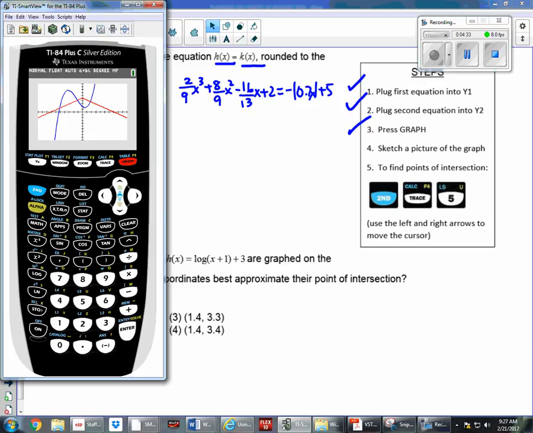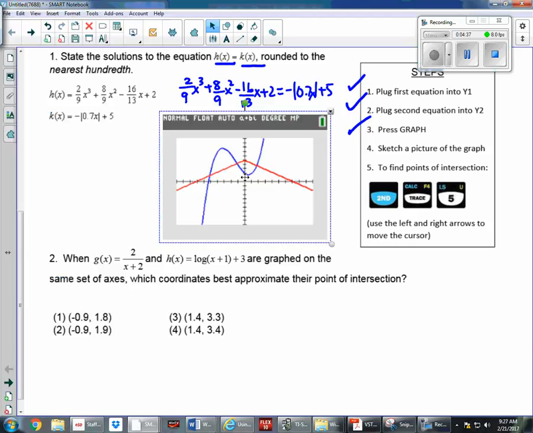So step 4 says to sketch a picture of the graph. I'm lucky where I can just drag this over. You guys should sketch a little picture right now and just label your picture h of x and k of x so you know which graph is which. You don't have to put numbers or dashes or anything crazy like that. It's just a sketch, just so you can reference.